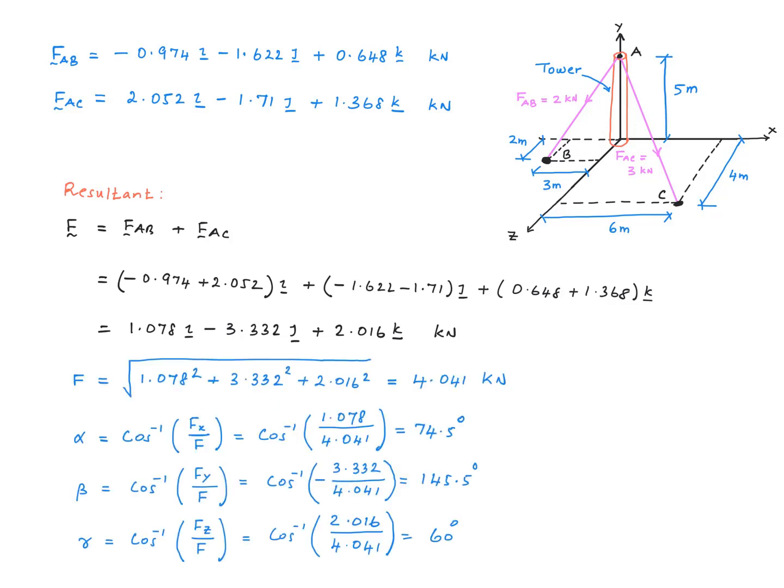Here is the calculation for finding the magnitude of F. So we get a value of 4.041 kilonewton. And here are the details of finding the direction angles of the resultant vector F. We get these values for the direction angles of the resultant vector F. You may note that this angle is greater than 90 degrees. That is because we have a negative sign in here, so that renders this angle greater than 90 degrees.